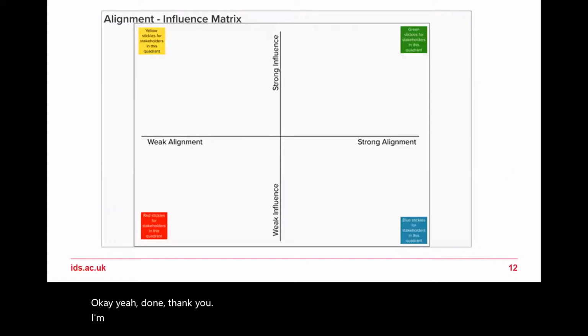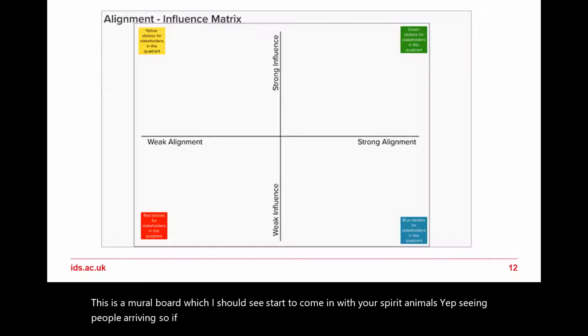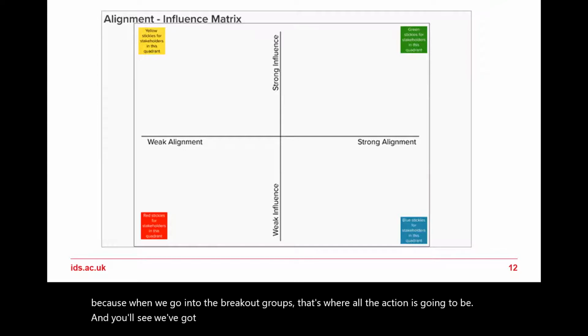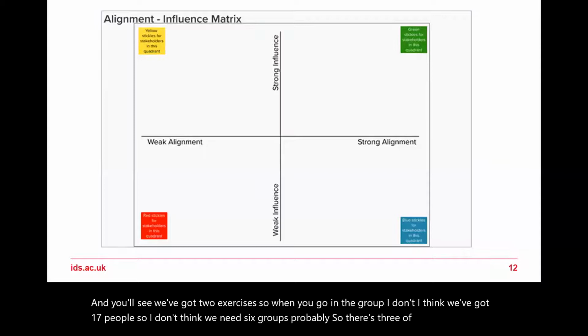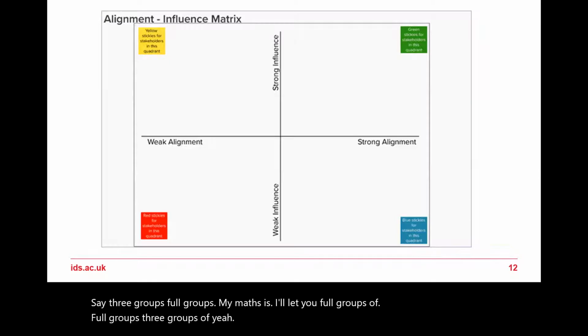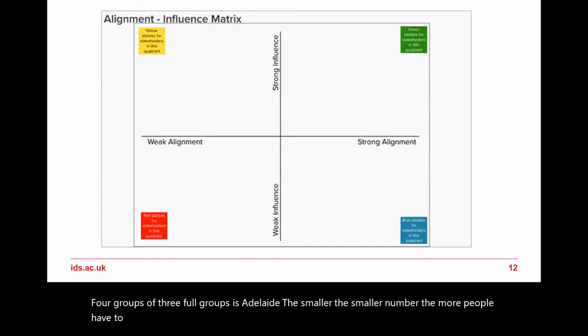So this is a Mural board. I should see you start to come in with your spirit animals. Yep, seeing people arriving. If you can't get in, or you have any problems, let us know, because when we go into the breakout groups, that's where all the action is going to be. And you'll see we've got 2 exercises. We've got 17 people, so I don't think we need 6 groups. So, 4 groups of 3. With 4 groups, the smaller the number, the more people have to participate. Hopefully that means everyone needs to pay attention, or actually be online.